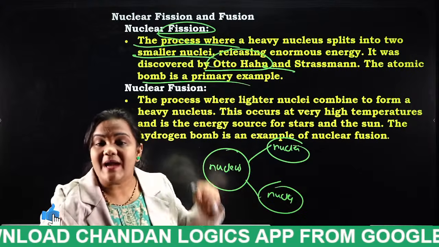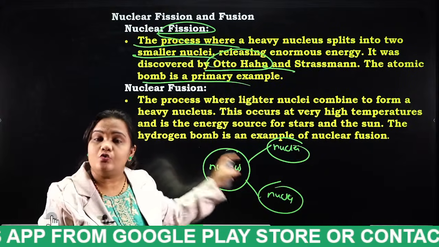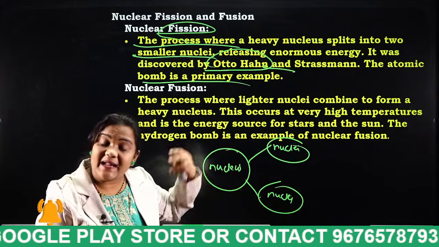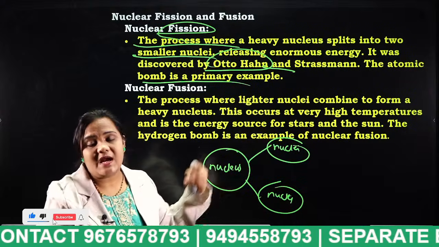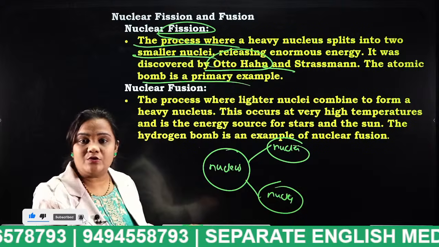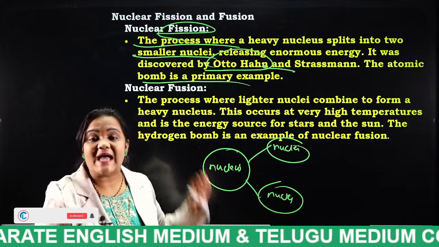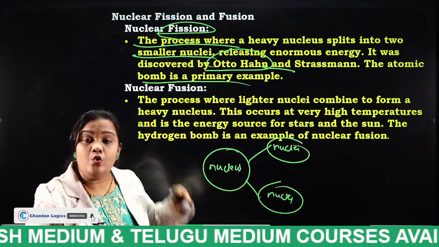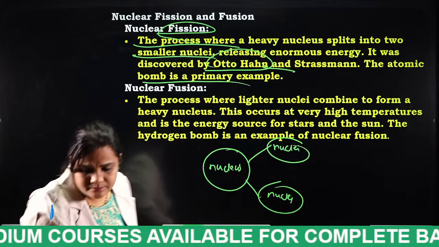What do you mean by the nuclear fission process? A big nucleus is splitting into 2 smaller nuclei, and again those nuclei are splitting into 2 other nuclei, and that is continued. That type of process is known as what, students? Nuclear fission. And what is a perfect example for this? Atomic bomb. And who discovered this? Otto Hahn and Strassman.